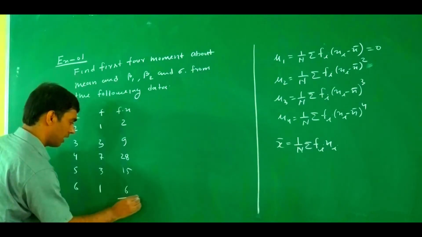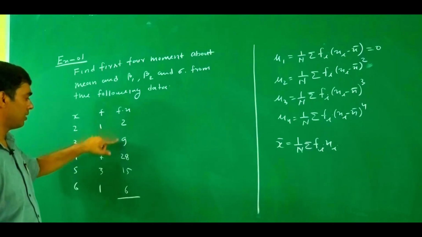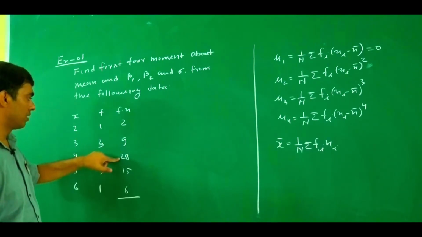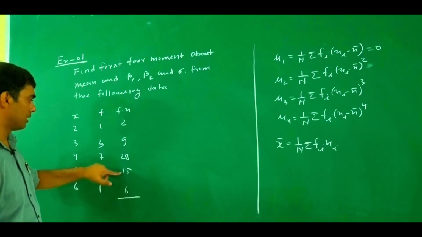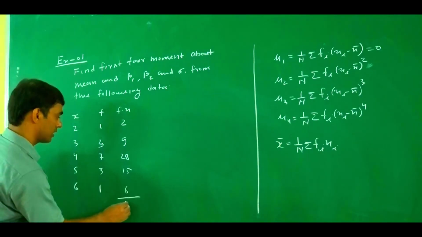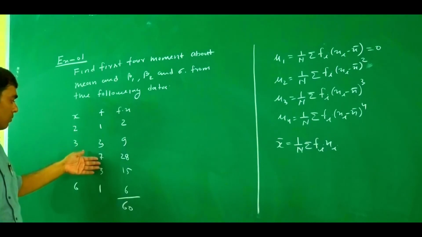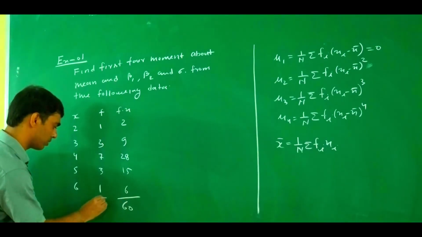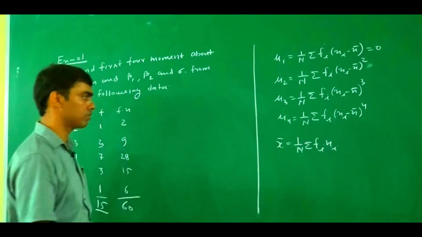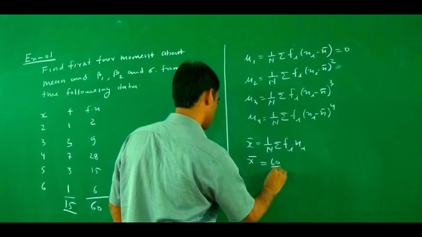And what is the value of the summation of fi xi? 2 plus 9 is 11, 11 plus 28 becomes 39, 39 plus 15 is 54, 54 plus 6 is 60. And for this one, 4 plus 7 is 11, 11 plus 3 is 14, plus 1 is 15. So what is the value of x bar? X bar becomes 60 by 15.